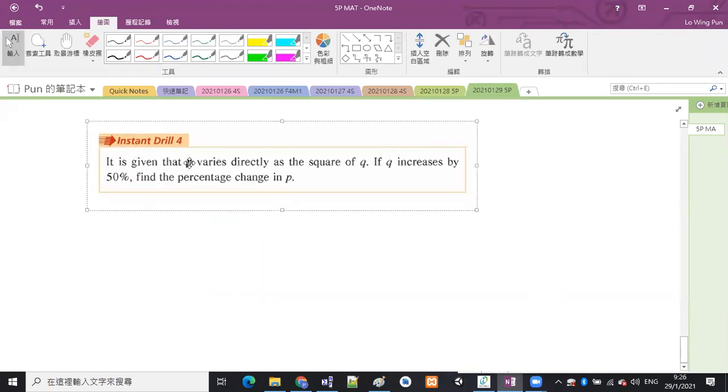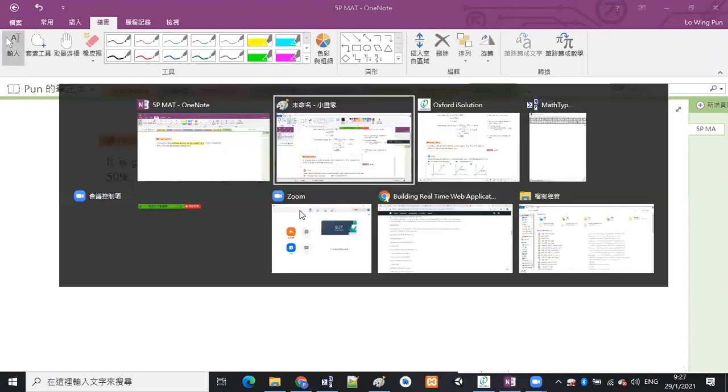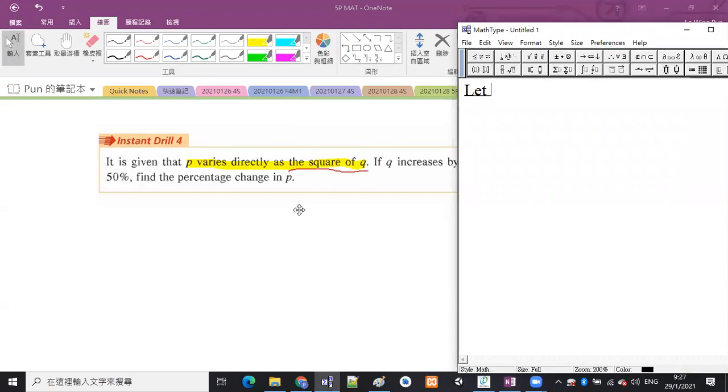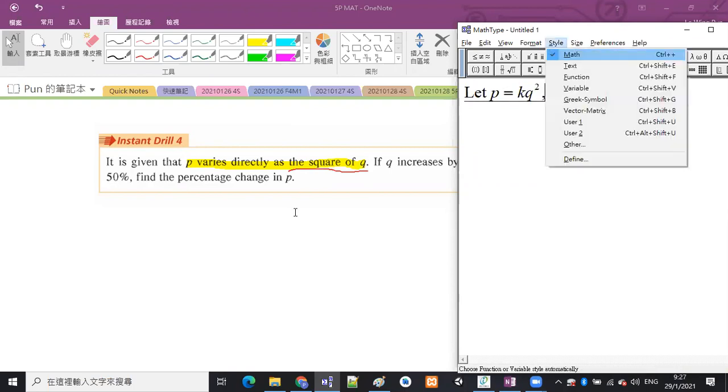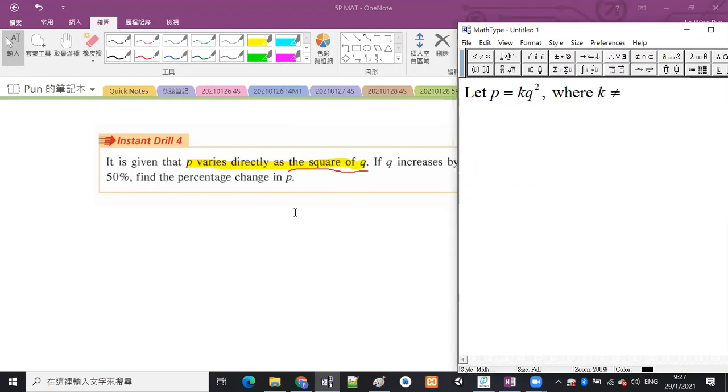Instant drill number 4. It is given that P varies directly as the square of Q. So please highlight this. And this is the square of Q. Careful. Okay, so let P be the subject, and then it's K times what? The square of Q. So that's Q square, where K is not equal to 0.